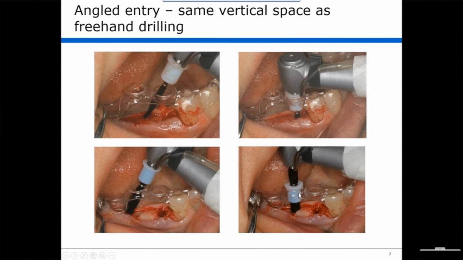Once you have your 2 millimeter osteotomy, you repeat the procedure with subsequent twist drills. Tip onto the bone, drag back, drop in, drill to depth. Basically, it's the same as freehand drilling, except you're guided, and I use this in second molar sites. If I can get a handpiece back there without a guide, I can do this in a second molar site.